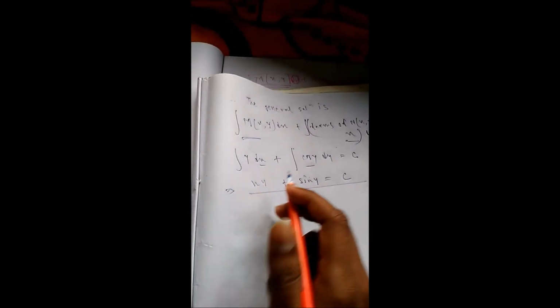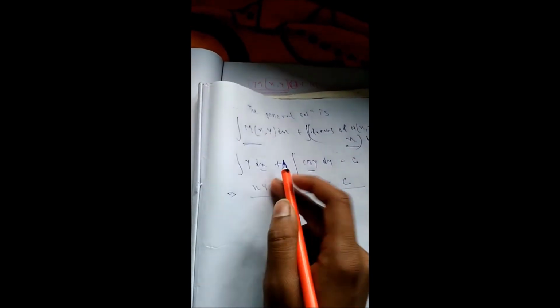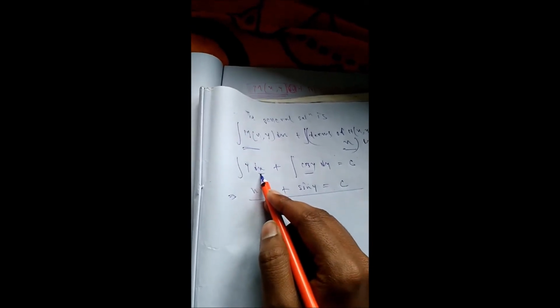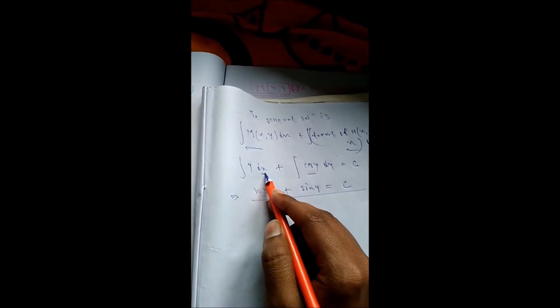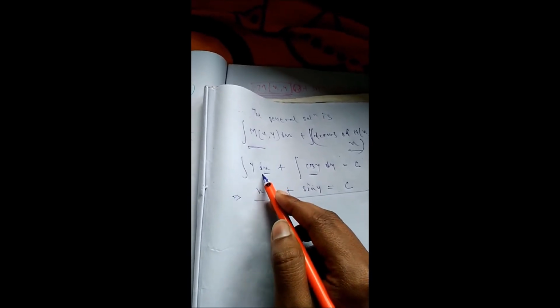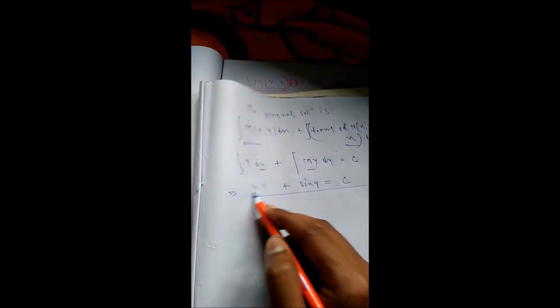Now the integration is partial integration, meaning when we integrate with respect to x, the other variables remain constant. Here we integrate with respect to x, y is constant. Now xy plus sin y is equal to c. This is the general solution.